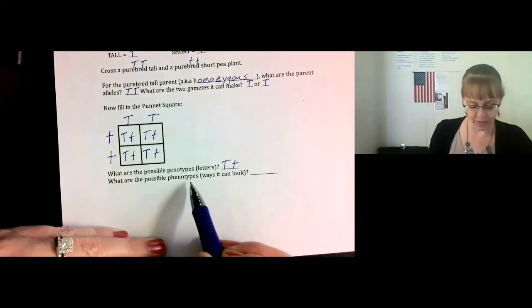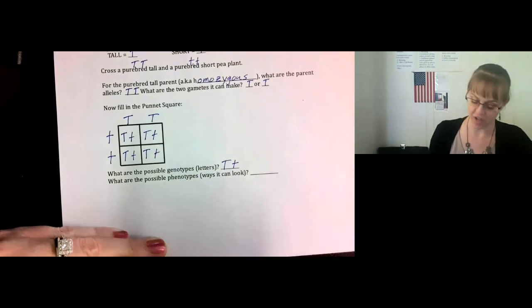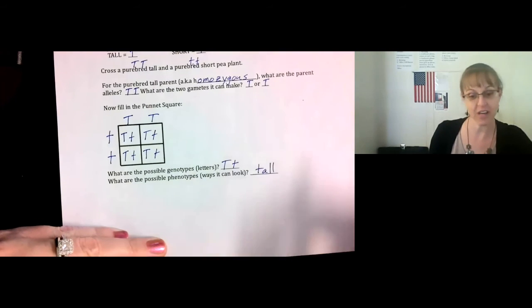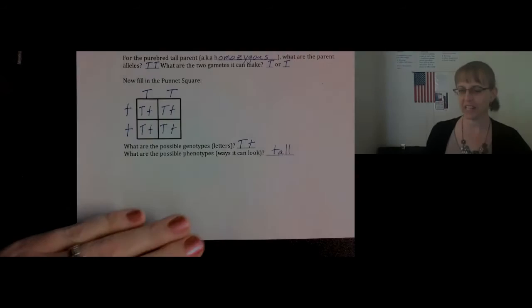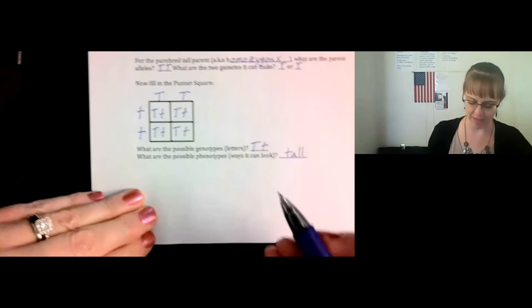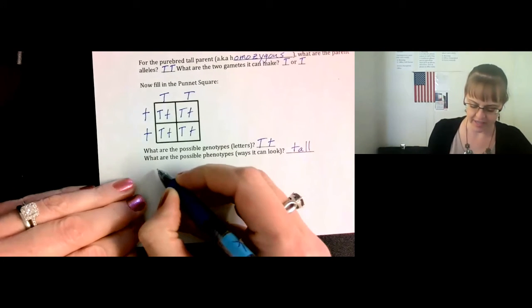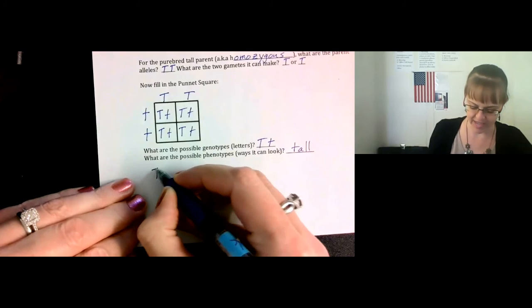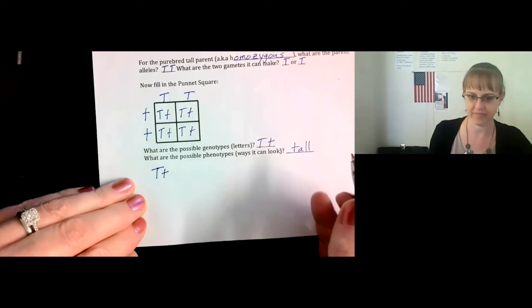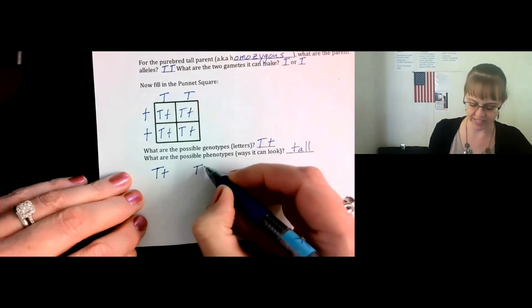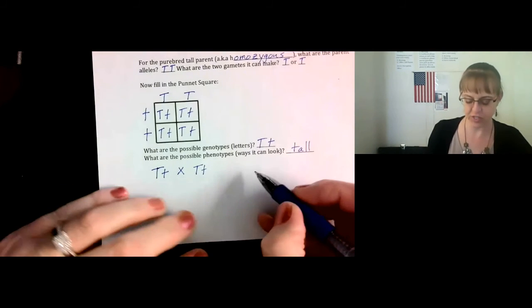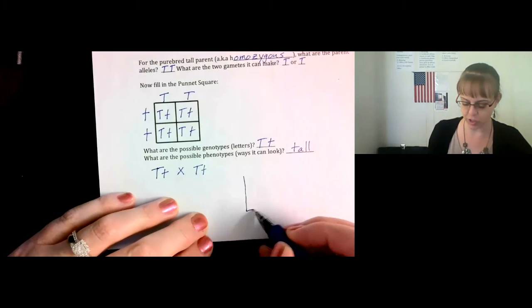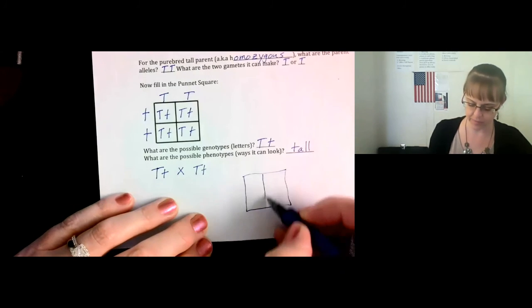What are the possible phenotypes? How does it have to look? Oh, well, they're all going to be tall, and we have a 100% chance of that. Let's look at one more example just to see what could happen. What if we crossed a heterozygous tall and a heterozygous tall? So now we're taking these kids, the offspring, and crossing them. So this is kind of like Mendel's F1 and F2 generations.